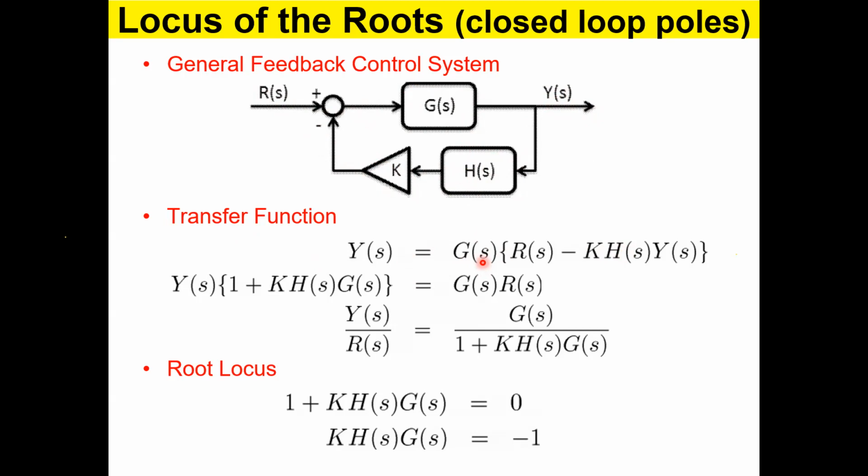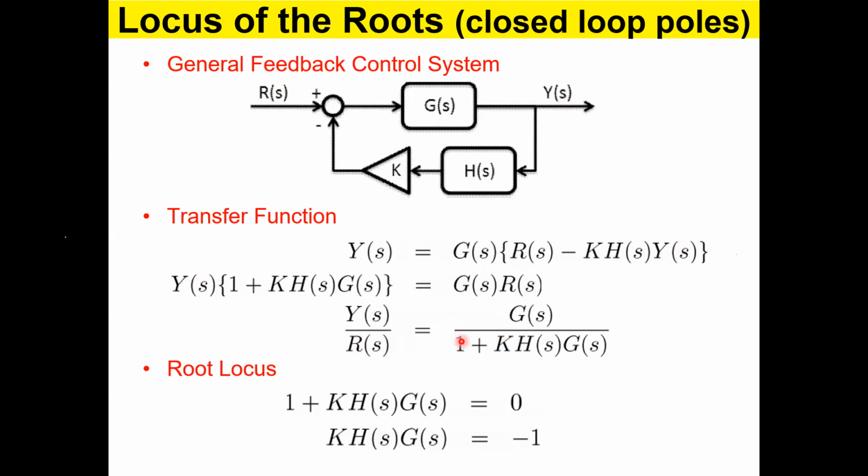And after that, you bring all this Ys term from the right side to the left side, and it will be like this. And after that, you keep Ys here and bring Rs from the right-hand side over here. Ys over Rs is equal to this one. This is the feedback or closed loop transfer function.